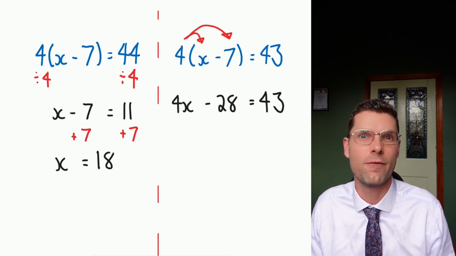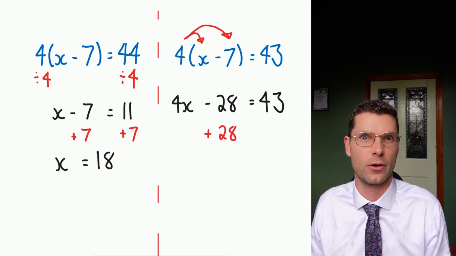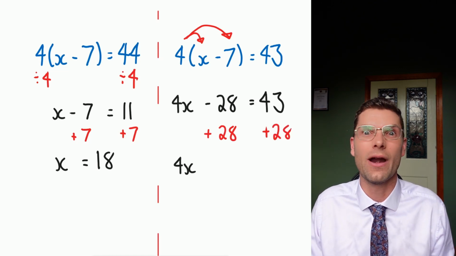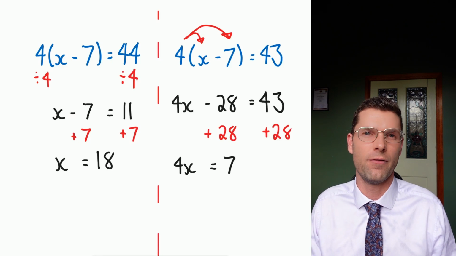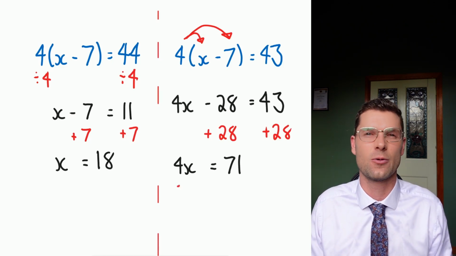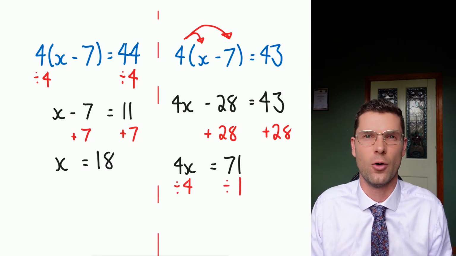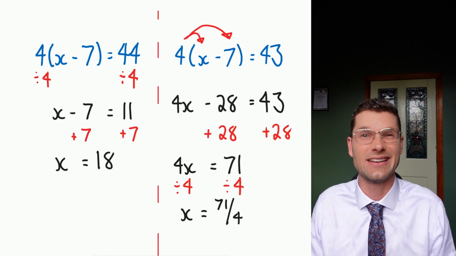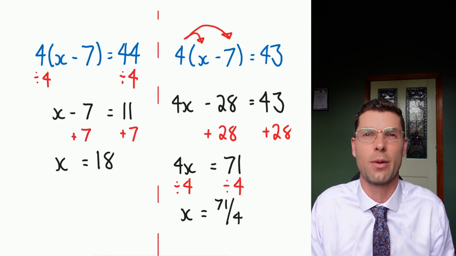Back to my other side, I've got 4x minus 28 is equal to 43. So I've got to plus 28 to both sides. This gets me to 4x is equal to 71. And because I've got 4 times x is equal to 71, I just have to divide both sides by 4. x is equal to 71 over 4, and that's my final answer. You can simplify this in your calculator if you want, but that's actually totally correct. 71 divided by 4, done.